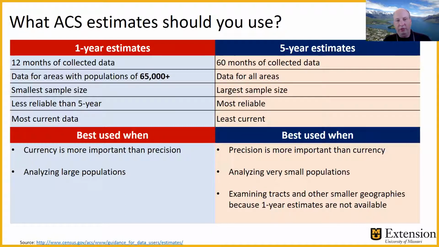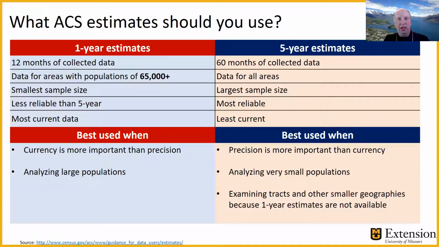For 12 months, for places with a population of over 65,000, they can access 1 year estimates. For places that are smaller than that, then you have to use the 5 year estimates. And so if you see, for instance, 2014 to 2018, that means that there's 5 years of survey responses. And again, the 5 year estimates tend to be the most reliable because they have the largest sample size, but they're also the least current. So there's a little bit of a trade-off between those two places.